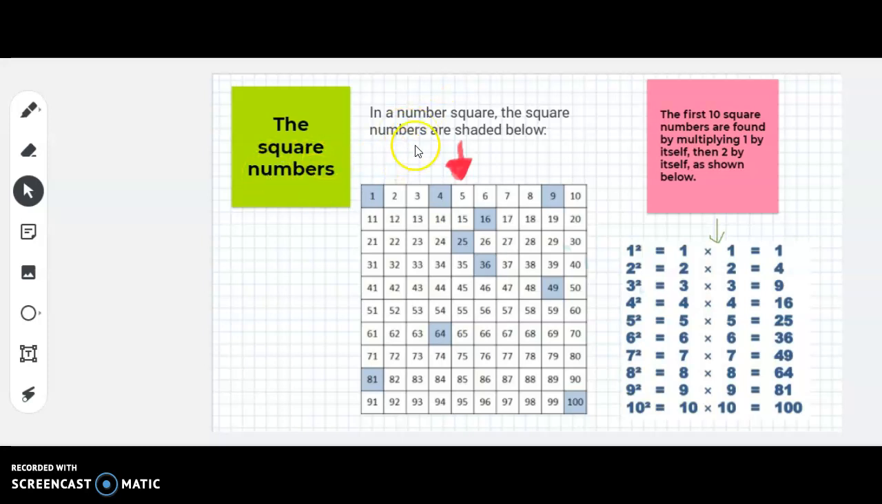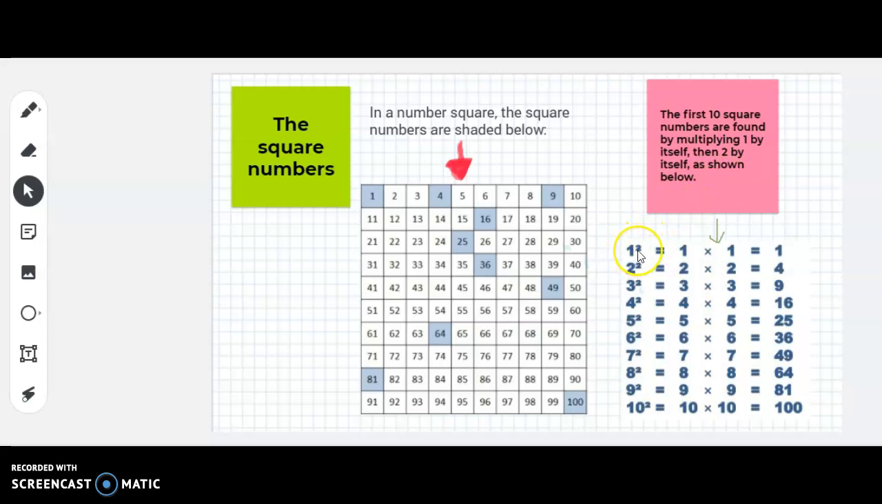Now, the square numbers. In a number square, the square numbers are shaded below. So 1 is a square number because of 1 times 1, 4 is a square number, 9 is a square number, 16, 25, 36, 49, 64, 81, and 100. The first 10 square numbers are found by multiplying 1 by itself, then 2 by itself, as shown below.